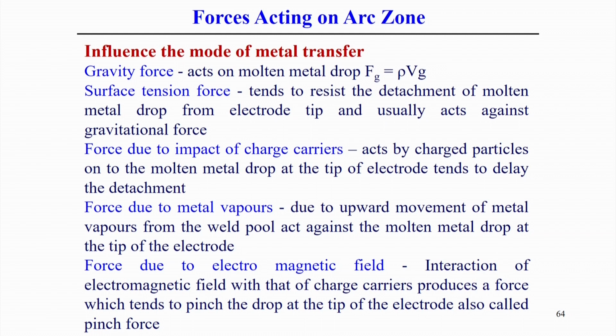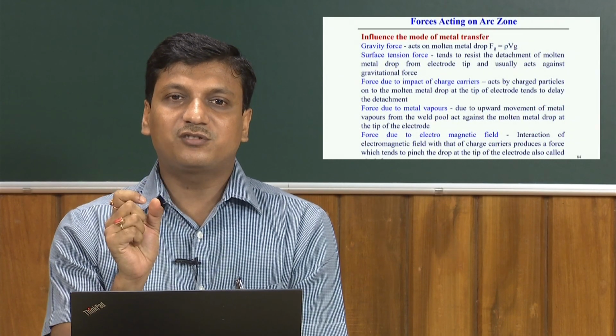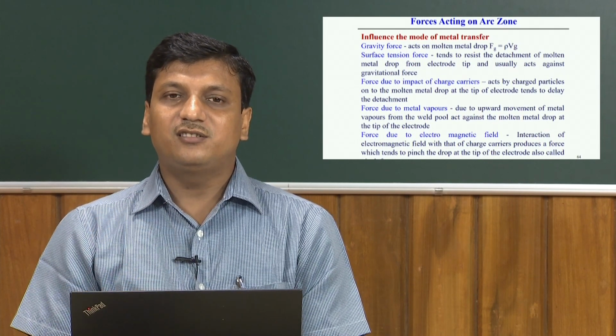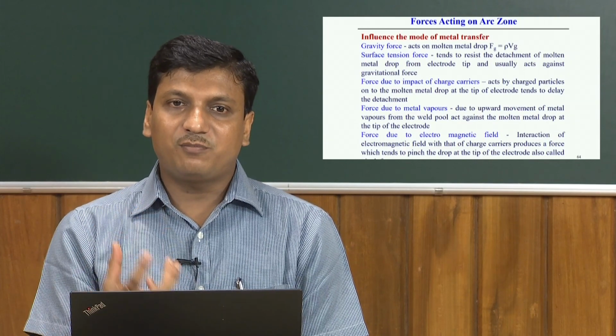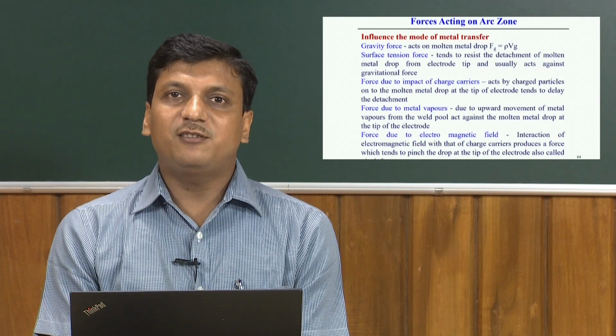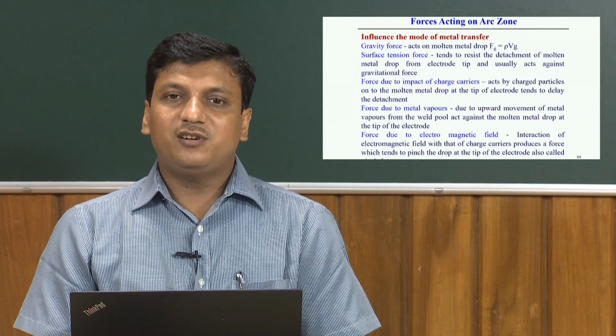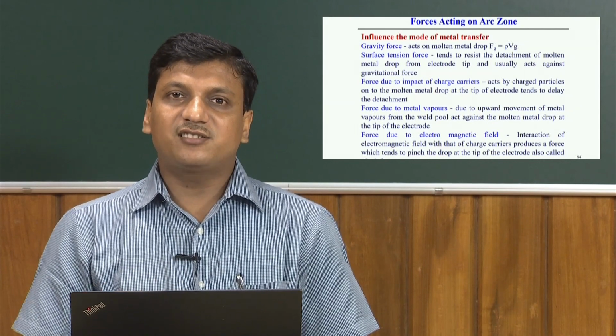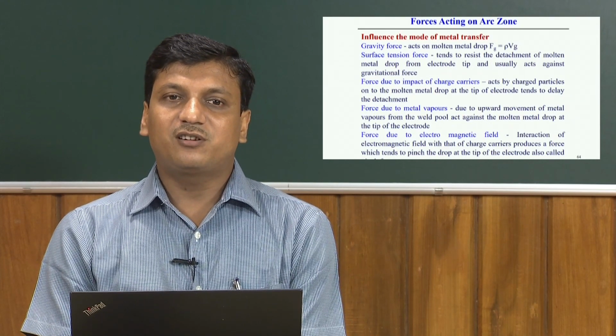Second component is the force due to the impact of the charge carriers. That acts by the charged particles on the molten metal drop at the tip of the electrode, and this force basically tends to delay the detachment of the droplet. Other forces are due to the metal vapor, which always comes in the upward direction, and that metal vapor acts against the molten droplet at the tip of the electrode.